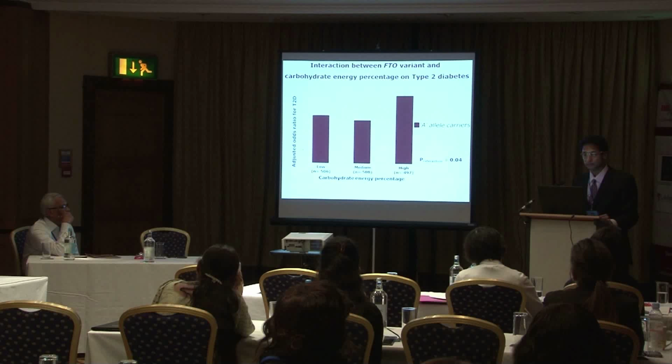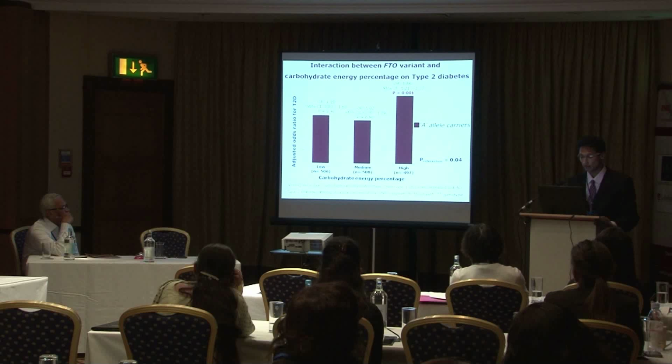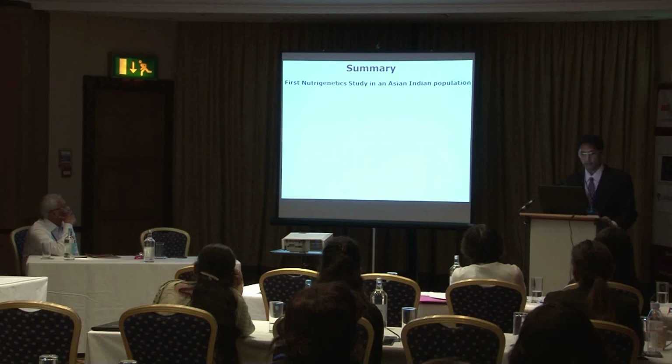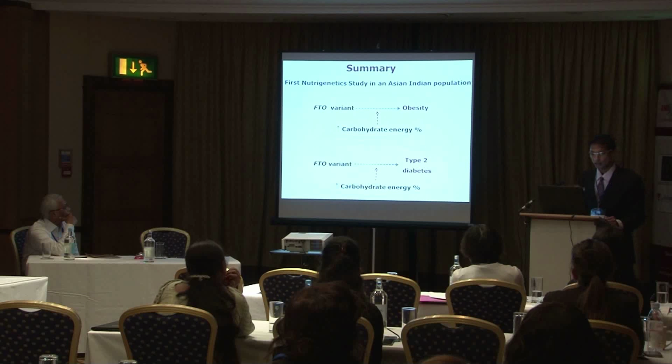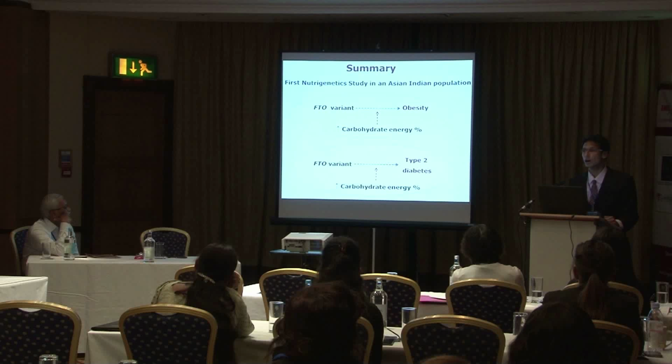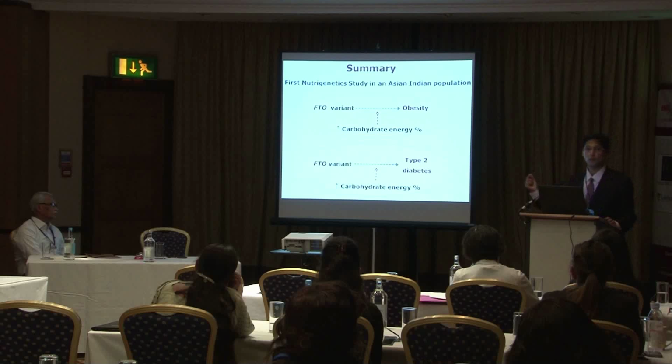And we found that those who carry the risk allele of this FTO variant and consume high levels of carbohydrate had 1.66 times increased risk for type 2 diabetes compared to those who do not carry the risk allele. And this is the first nutrigenetic study in this Asian Indian population, and we have shown that the two FTO gene variants show a very significant interaction with carbohydrate energy percentage on obesity and type 2 diabetes.